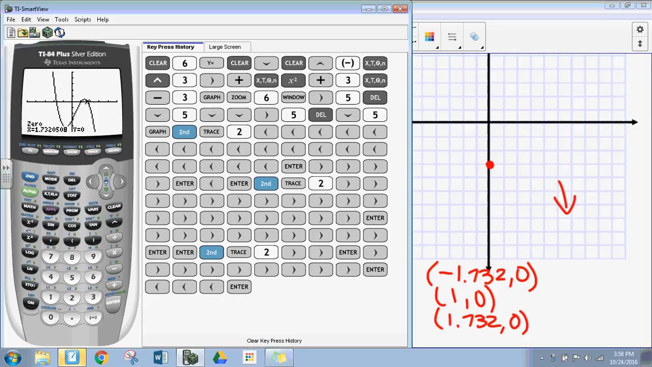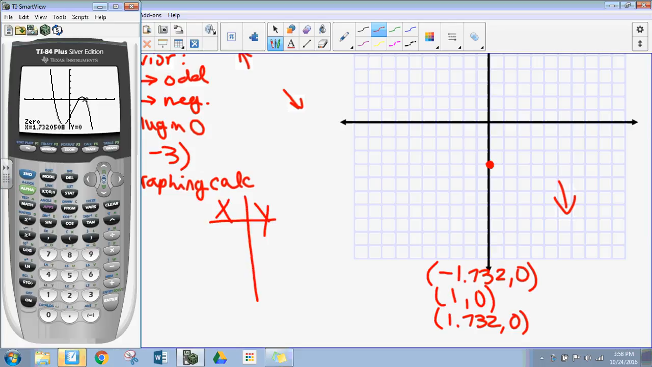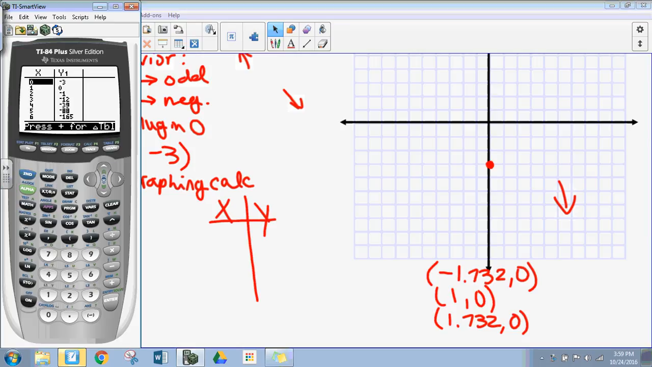Okay, so we have those points, but then we want to have a few more points to be able to graph the rest of the graph. So I'm going to go to the table to pick a few more points. So go to second table, and then we'll go up a little bit here. We find some more points.